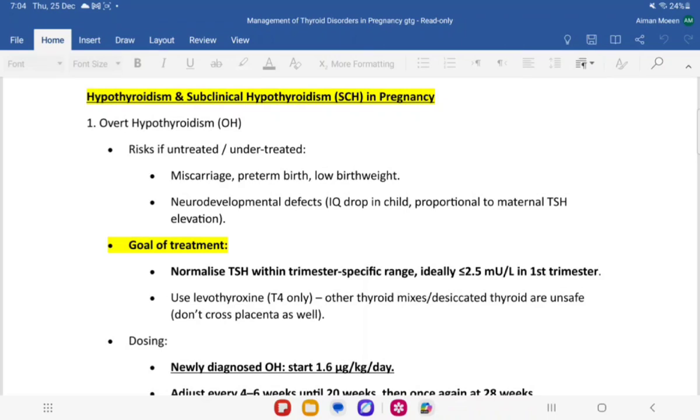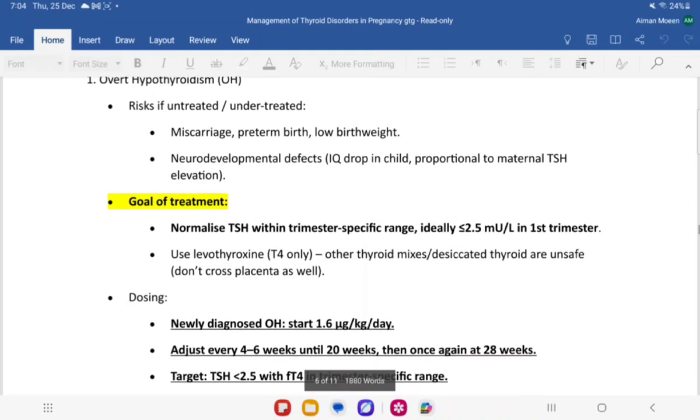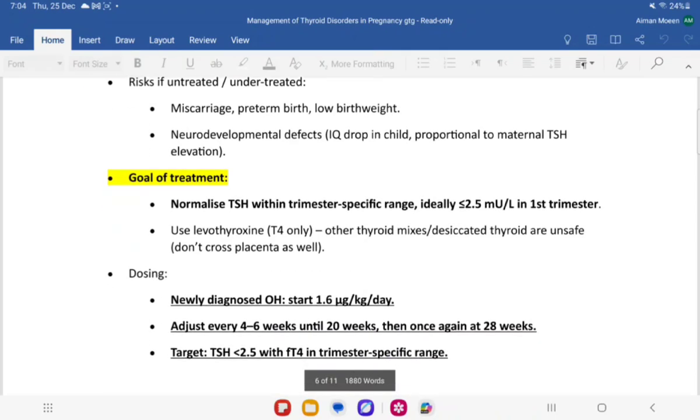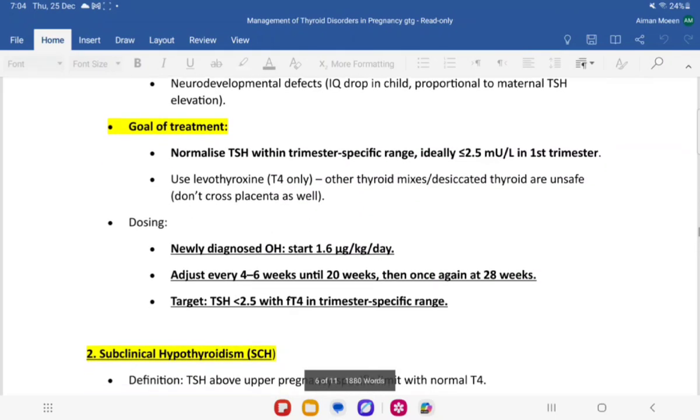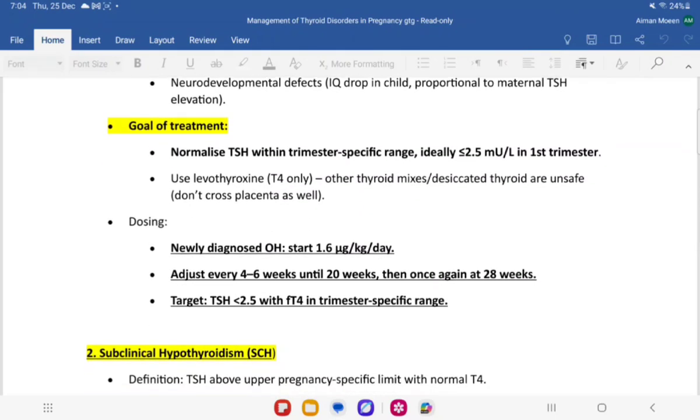So we have the goal of the treatment. We discussed the upper limit during pregnancy is 4, and the treatment goal is that we should keep the TSH less than or equal to 2.5 milliunit per liter in the first trimester. We will be using levothyroxine. Okay, that is levothyroxine T4. There are other types of thyroid hormones available, but we will not use those. Levothyroxine is the only one that can be used. The other types are unsafe and they do not cross the placenta. So now you should focus on these things.